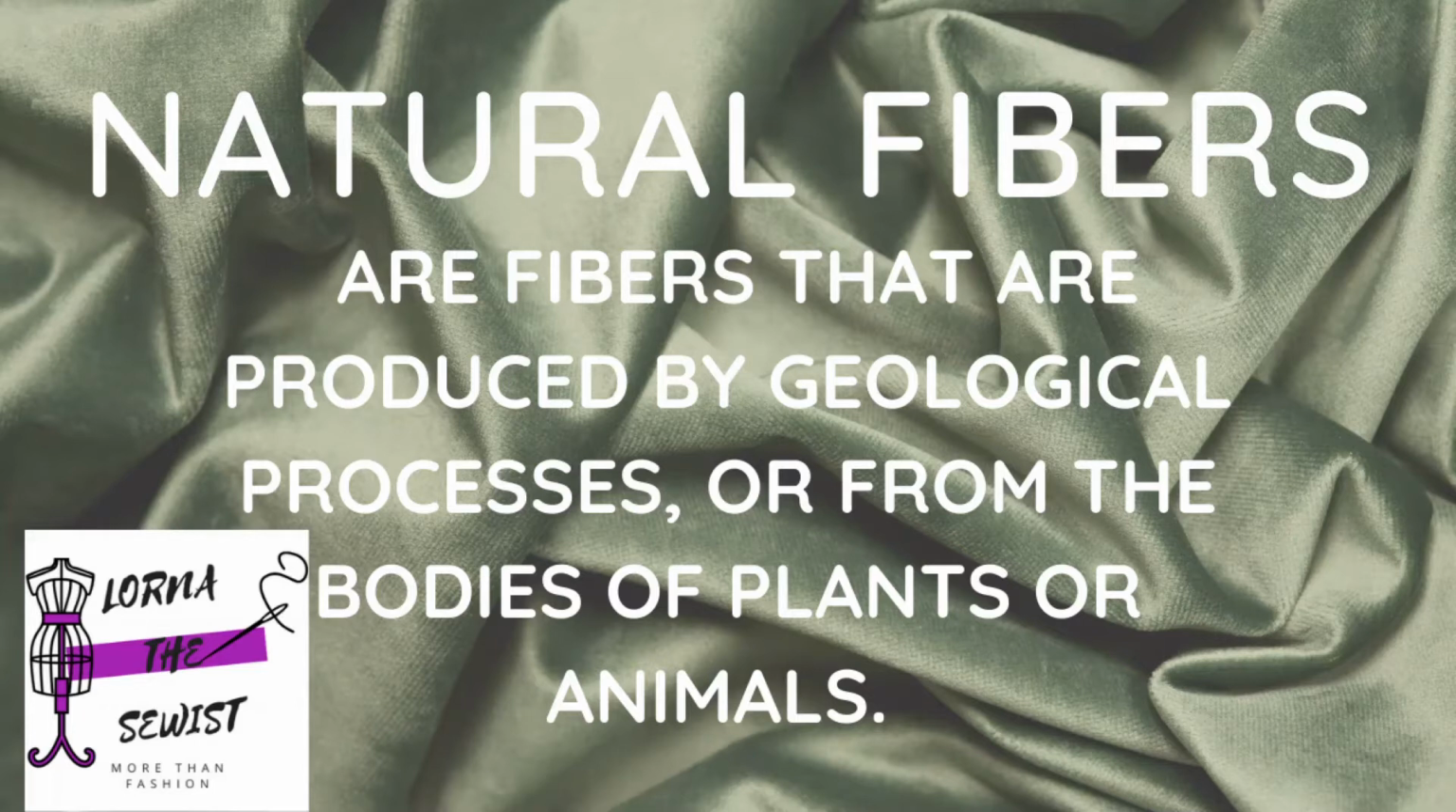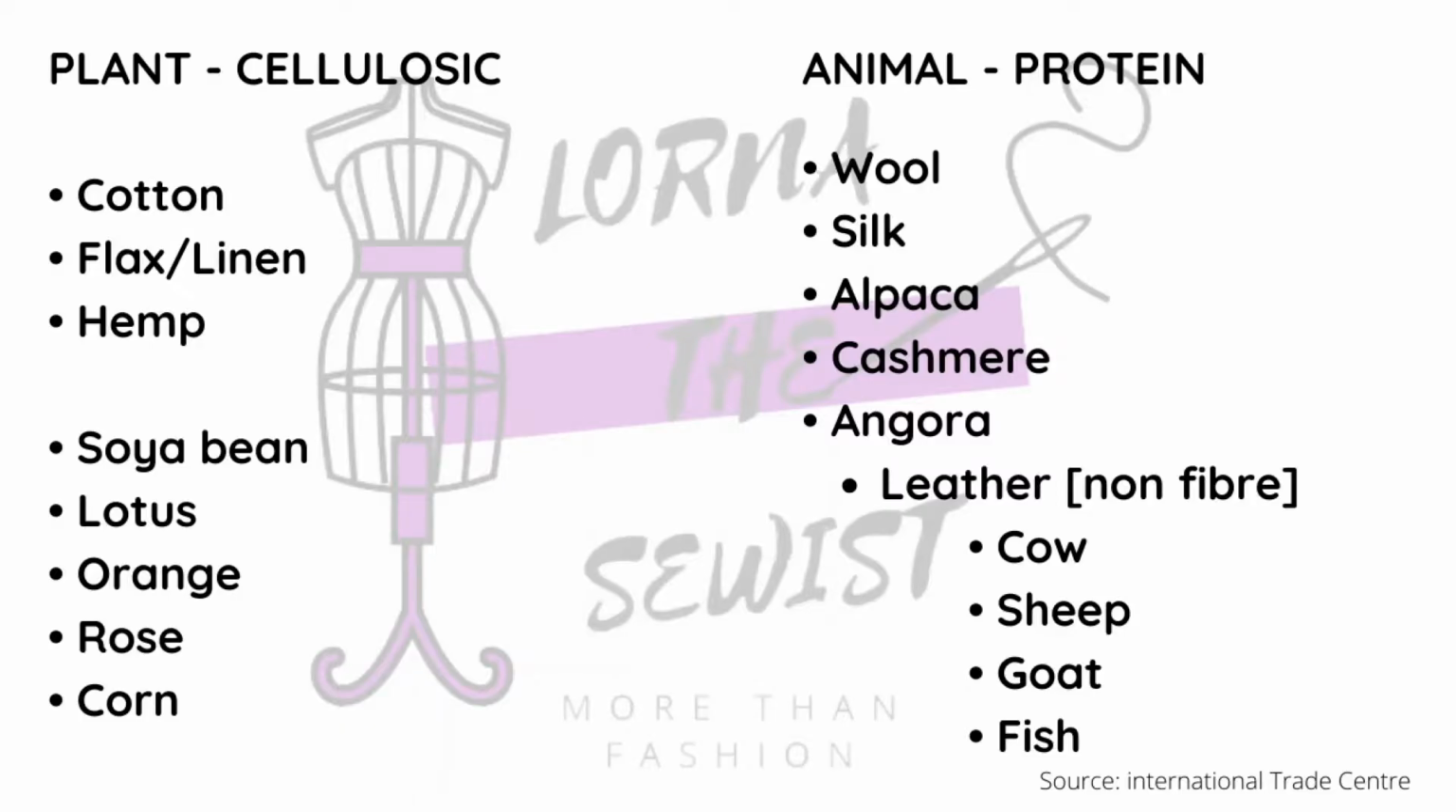Natural fibers are fibers that are produced by geological processes or from bodies of plants or animals. The next slide is a chart basically showing you the different types of natural fibers.